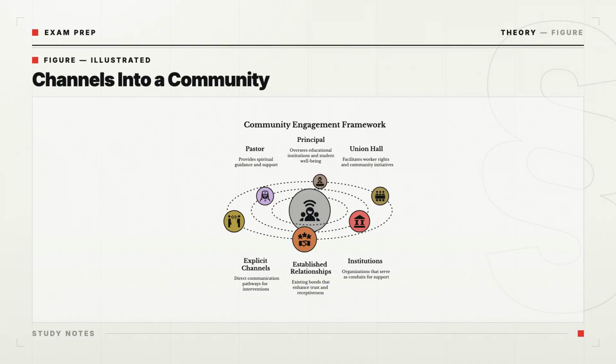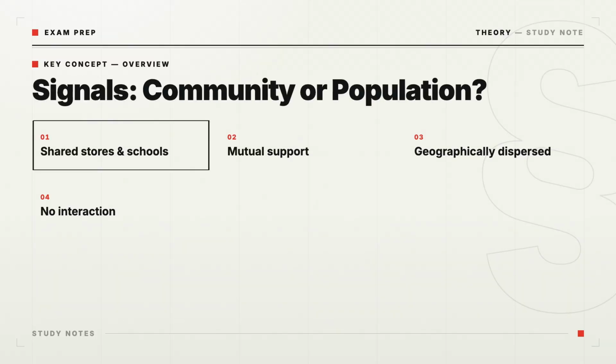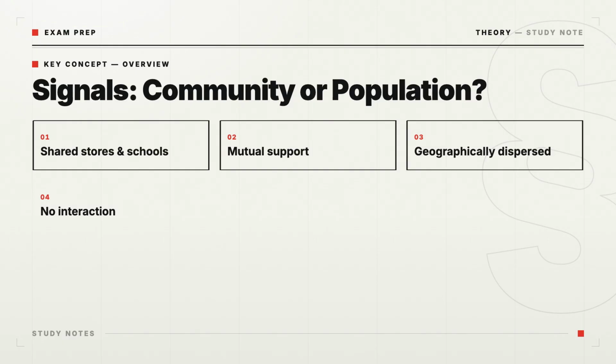A community can be reached through its pastor, its principal, or its union hall, while a population has no such channels at all. Shared stores, schools, events, and mutual support all point to community. Geographic dispersion or lack of interaction points toward population instead. Remember, a shared address is just the most common way connection happens. It's the connection itself that defines a community.